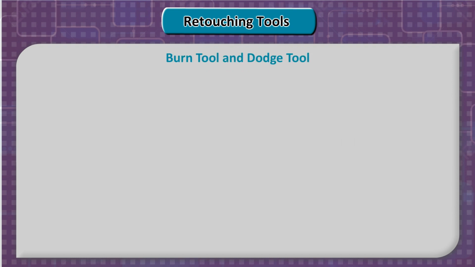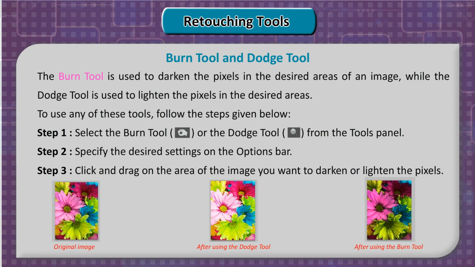Burn tool and dodge tool. The burn tool is used to darken the pixels in the desired areas of an image, while the dodge tool is used to lighten the pixels in the desired areas. To use any of these tools, follow the steps given below. Step 1. Select the burn tool or the dodge tool from the Tools panel. Step 2. Specify the desired settings on the options bar. Step 3. Click and drag on the area of the image where you want to darken or lighten the pixels.